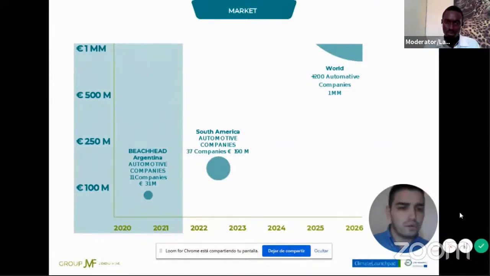South America has a valuation of 190 million euros. At a worldwide level, in the long term, we project to access more than 200 companies with a valuation of 1 billion euros. We want this hydrogen power generation system not only to reach the automotive industry, but also other industries, homes, and buildings that require energy.